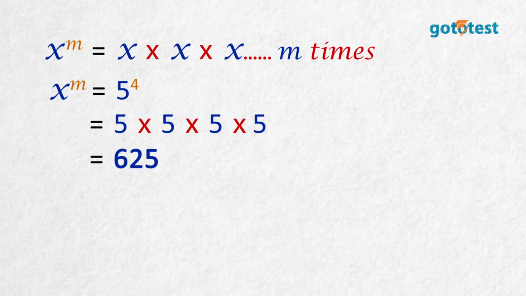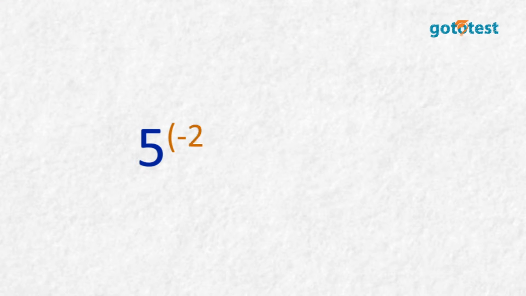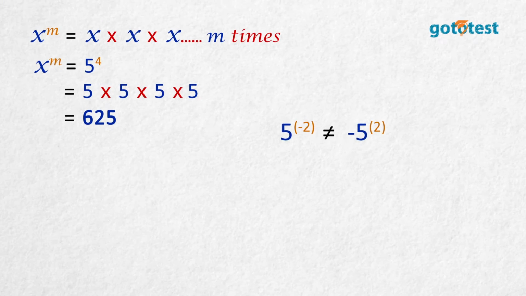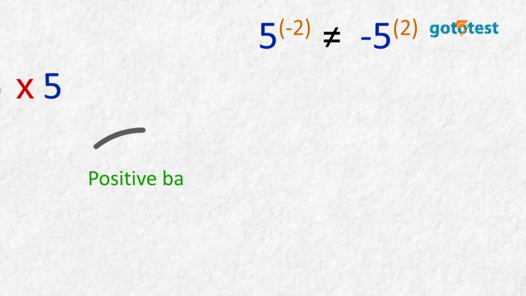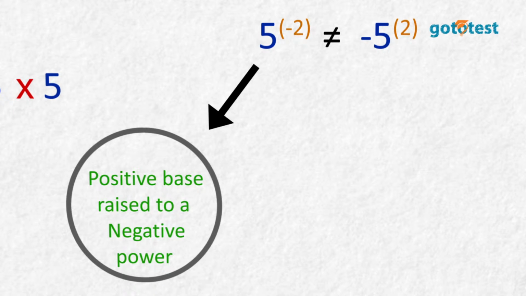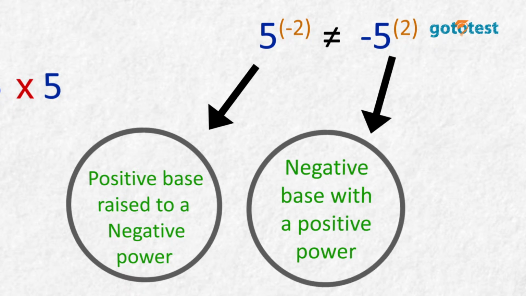You must remember to avoid a very common mistake that students make. 5 to the power minus 2 is not the same as minus 5 to the power 2. The first is a case of positive base raised to a negative power, and the second is a negative base with a positive power.